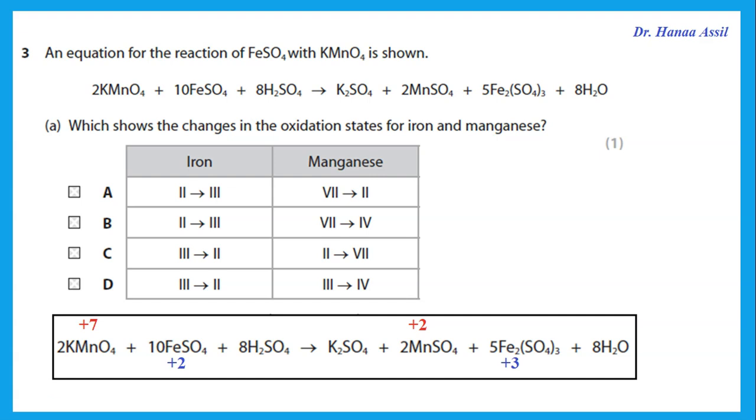The manganese in KMnO4 is a plus 7. You should know how to get that. Each oxygen is minus 2. 2 times 4 is minus 8. Potassium is in group 1, so that's plus 1. So the manganese has to be plus 7 to have an overall 0. In MnSO4, if you look at the SO4 as an entity, it's minus 2. Then the manganese is plus 2. So these are the oxidation states.